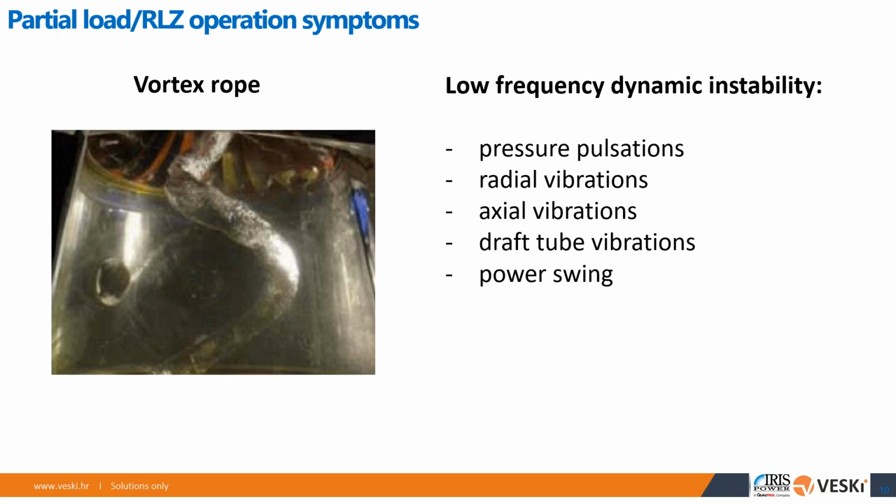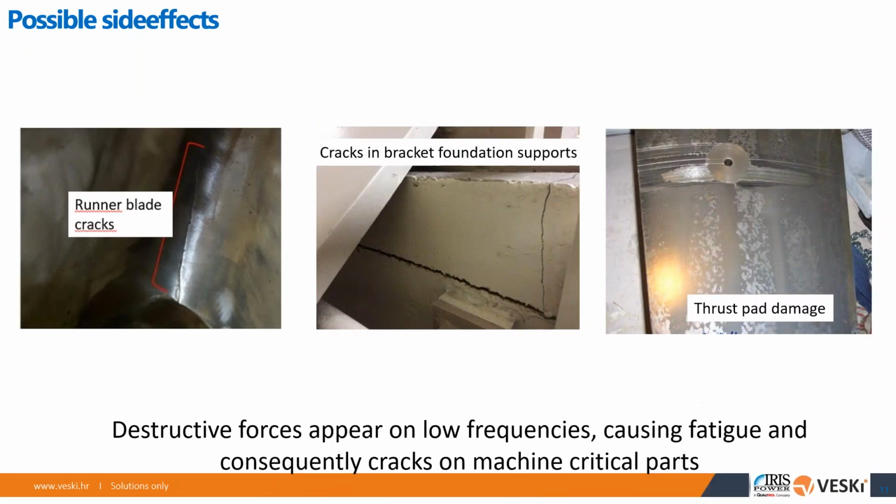So this is all well documented. This is available. You just Google partial load or rough flow zone, you'll get these pictures and basically you'll get a lot of articles about it. But what we want to know is how it develops a little bit more. What happens? What precedes the development of rough flow zone, right?